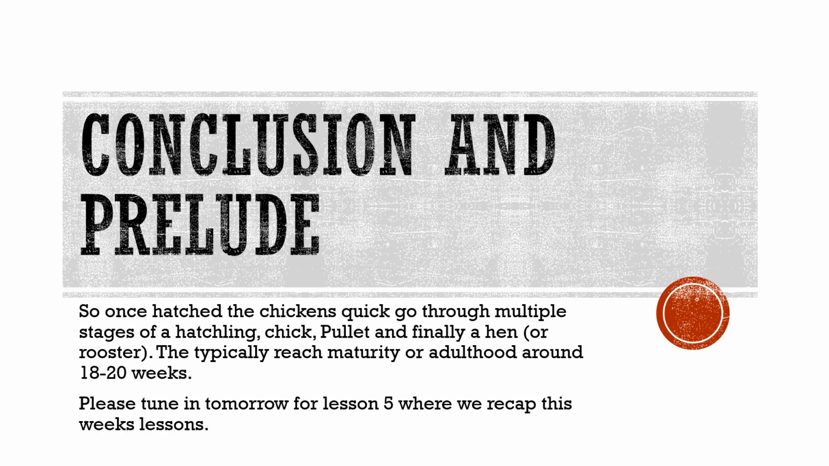All right, so conclusion and prelude. Once hatched, chickens quickly go through those multiple stages of a hatchling to a chick to a pullet and finally a hen or a rooster. They typically reach maturity or adulthood around 18 to 20 weeks.